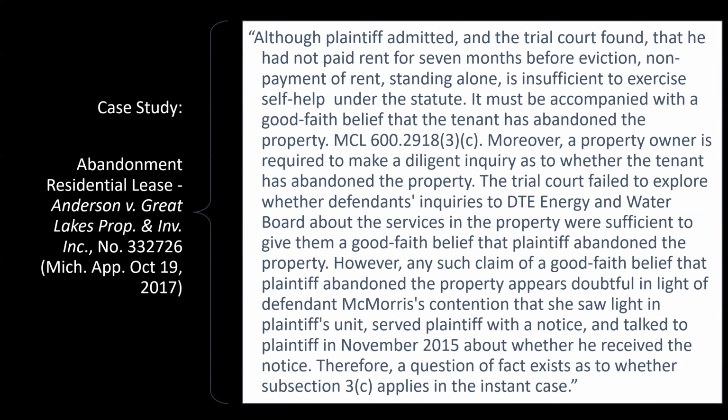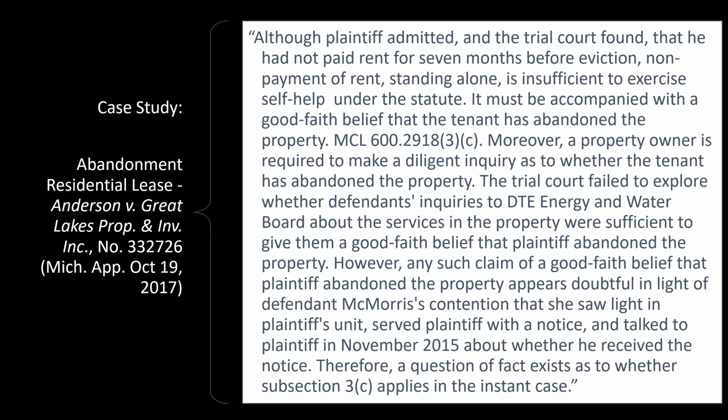Another situation, Anderson versus Great Lakes Property, right? The trial court found that although the plaintiff had not paid rent for 7 months before eviction, non-payment of rent standing alone is not sufficient for a landlord to exercise self-help under the statute. Self-help meaning the landlord taking possession without filing an eviction case in court. There must also be a good faith belief that the tenant has abandoned the property. If the tenant has abandoned, of course, the landlord can then go in and do whatever the landlord would like to do with the property. But there has to be good faith belief to do it.